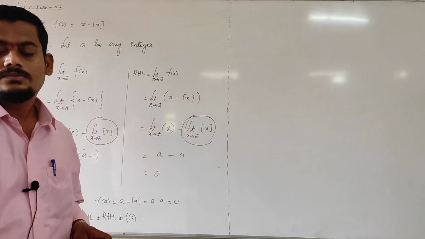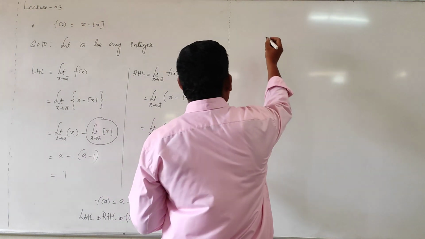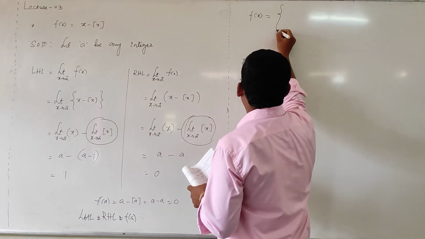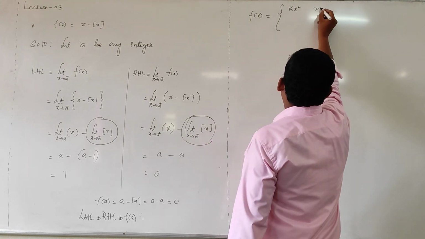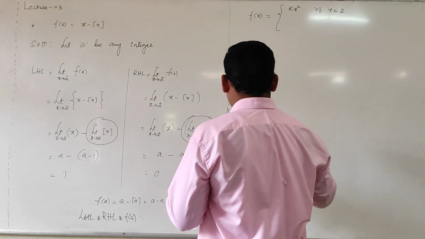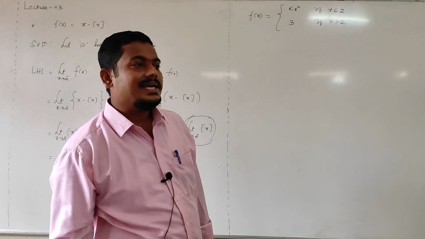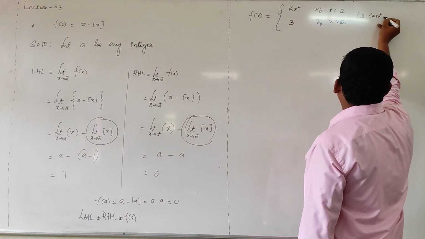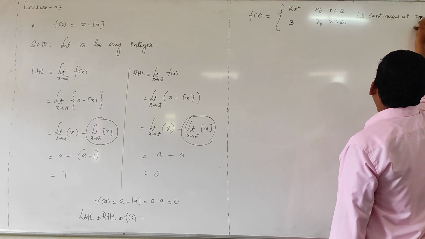Next question. Find the values of k so that the function f of x equal to kx square if x is less than or equal to 2, and 3 if x is greater than 2, is continuous at x equal to 2.